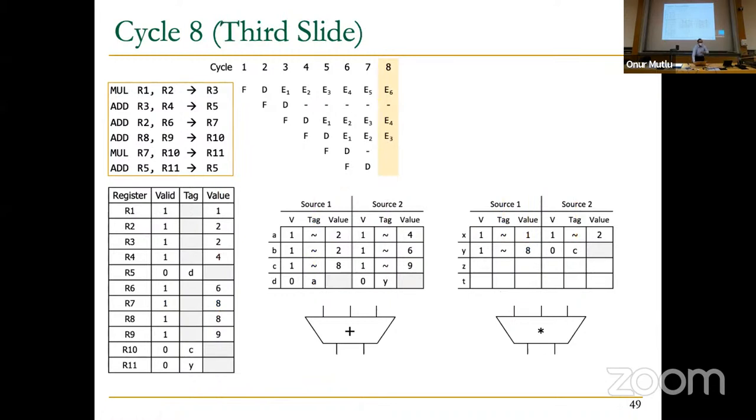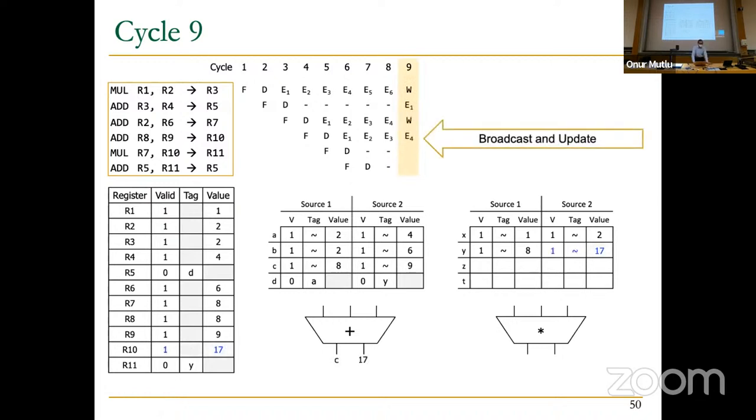Okay, so cycle eight, third slide, basically nothing else happens over there because the other instructions actually are still waiting. The other instructions are this multiply and this add over here. Okay, let's take a look at the ninth cycle, which is not that interesting. I guess it's interesting in the sense that this instruction is going to finish. It's going to clean up, deallocate the entries and finish. This instruction is also going to finish.